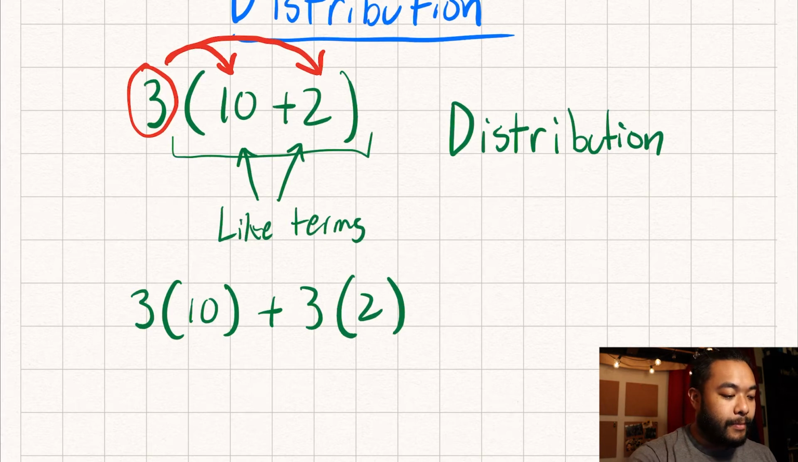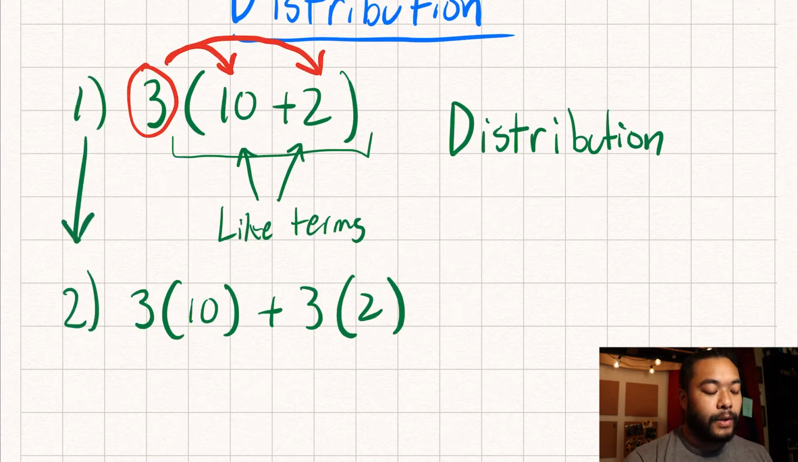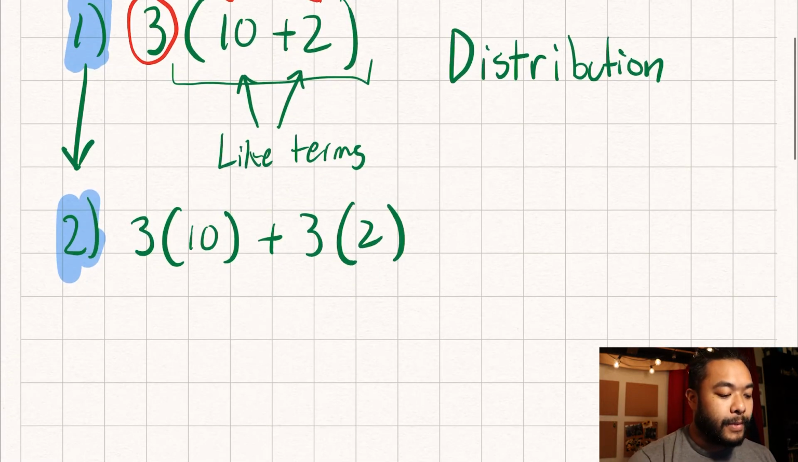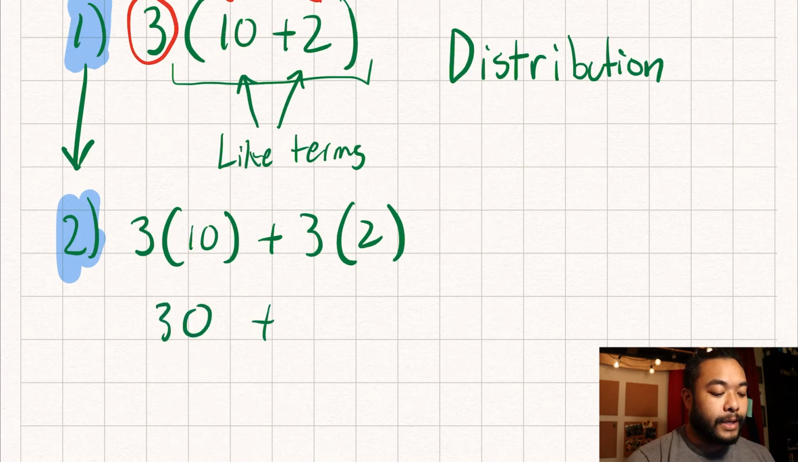So this step, step number 1, becomes step number 2 here. Okay? Let's highlight these so you know these are steps. Okay. So step number 1 becomes step number 2. I am distributing the 3, the multiplication of positive 3, to both 10 and 2. So from here, it's pretty easy. 3 times 10, we get 30. Plus 3 times 2, 6. Add them together, 36. Not too bad.